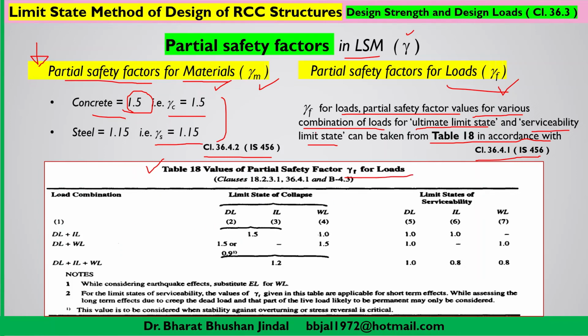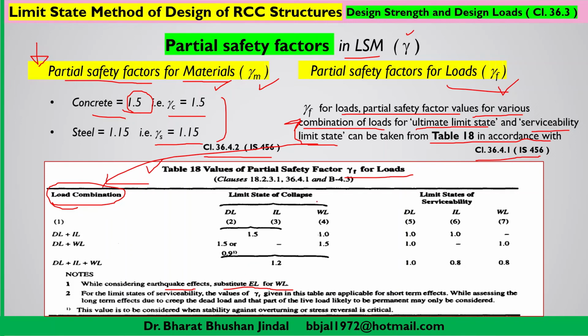As we have discussed here, various types of load combination we are going to discuss. These are the combination of loads. So here as the combination of load changes, partial safety factor will change. So various types of combination of loads: dead load plus imposed load, dead load plus wind load, dead load plus imposed load plus wind load. Now see here in the note it is mentioned while considering earthquake effect, substitute EL for WL. So that means either take EL or take WL.